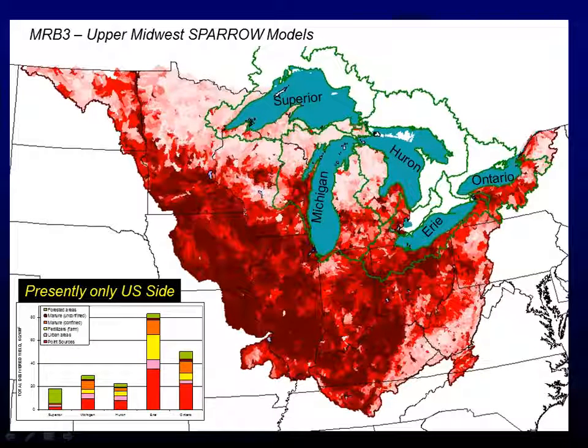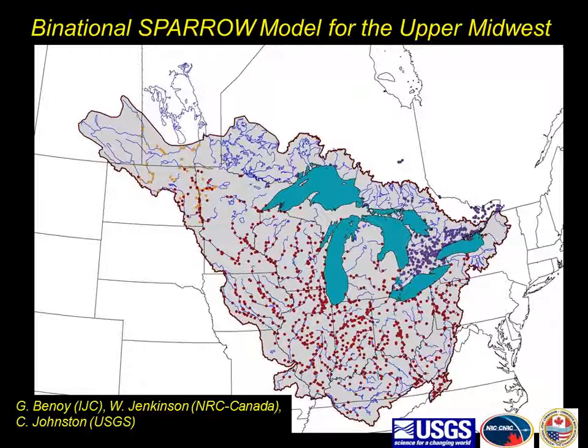And when I say the entire Great Lakes, I really mean it now, because this is MRB3 that I showed you before, and we came up with results for the U.S. side. Now what we're trying to do is work with the Canadians. We're working with the IJC, or the NRC and the IJC, to come up with a truly Great Lakes SPARROW model. And so we're adding in everything north of the Great Lakes coming into here. We're working with them to come up with the point sources, the calibration data sets, so that we can really come up with a full-blown Great Lakes model.